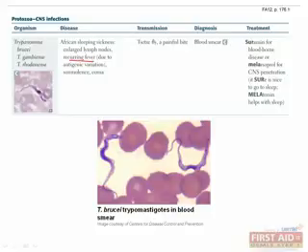Left untreated, the infection can enter a second phase characterized by severe somnolence, fatigue, and even coma. Therefore, remember this protozoan causes sleeping sickness and is endemic to sub-Saharan Africa. Trypanosoma brucei is transmitted by the tsetse fly, which is known for its painful bite.